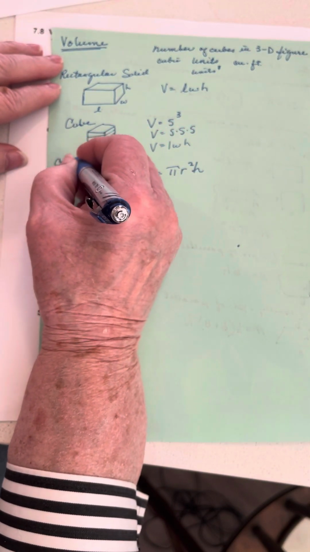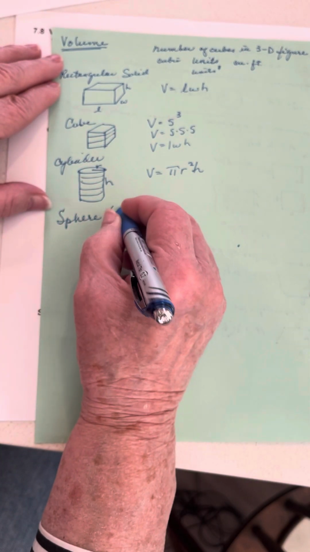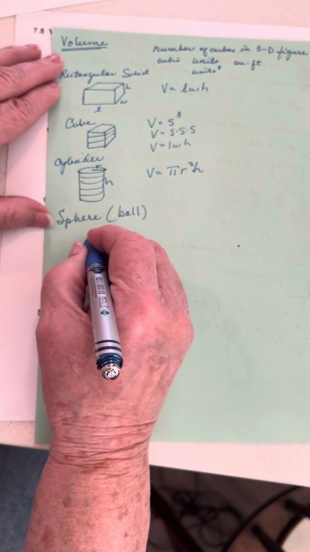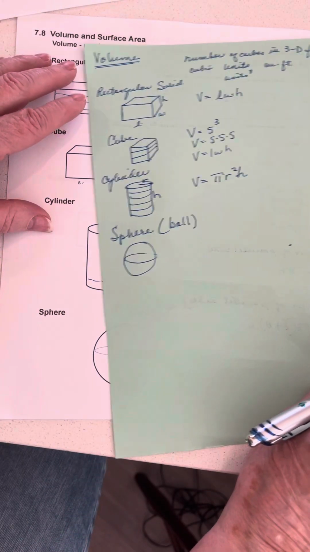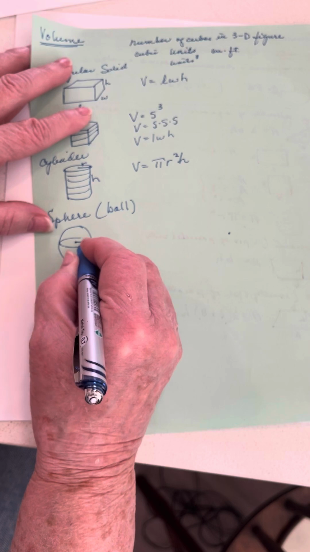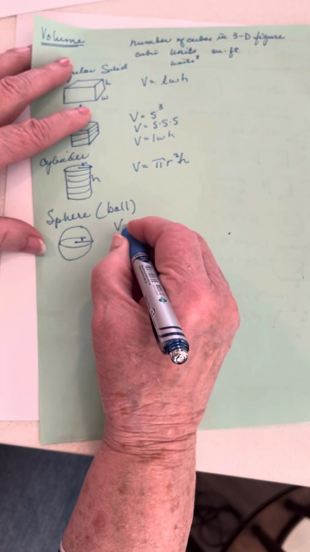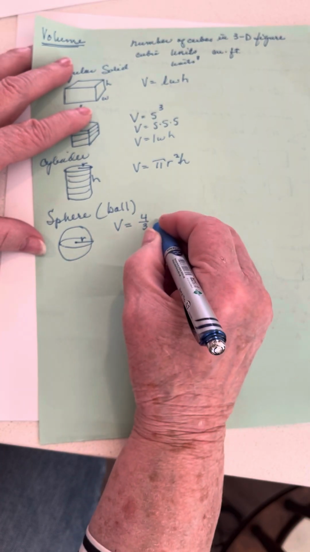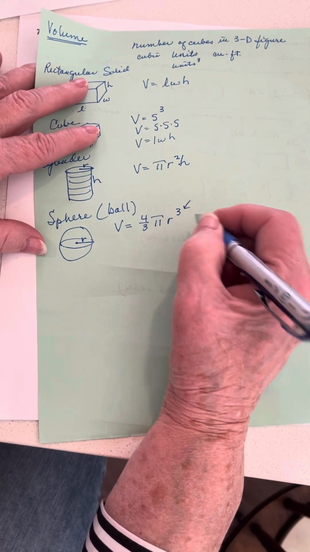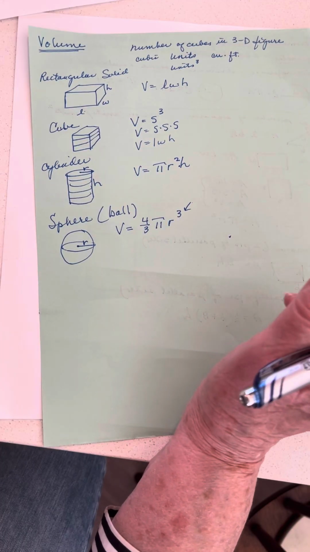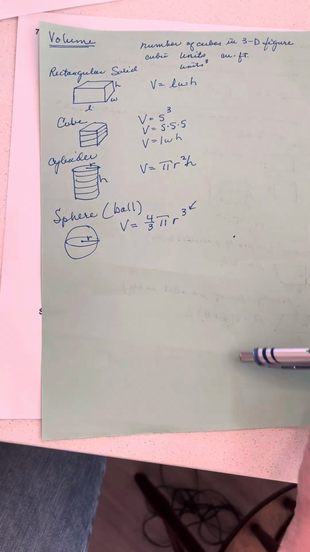This will be a cylinder. I didn't write it on there. And then we have the sphere, which is like a ball. Okay? And we'll make a round circle, and then we'll show that it's three-dimensional by doing that. What we're interested in is the radius. So the volume of a sphere would be 4/3 pi r cubed. And we want to be sure that we're using cubed, because sometimes we just use r, sometimes we use r squared. In this case, we use r cubed, times itself 3 times.